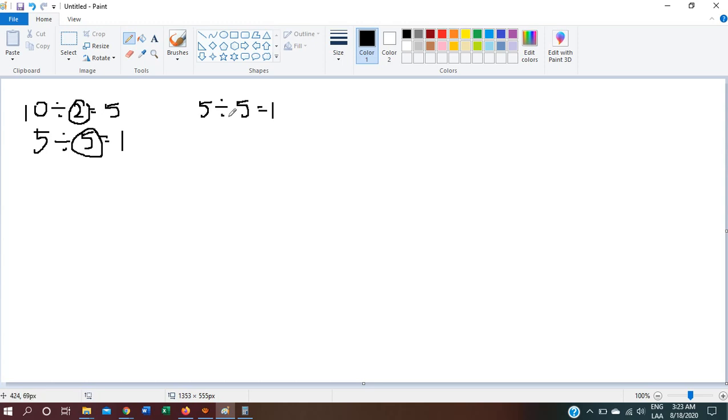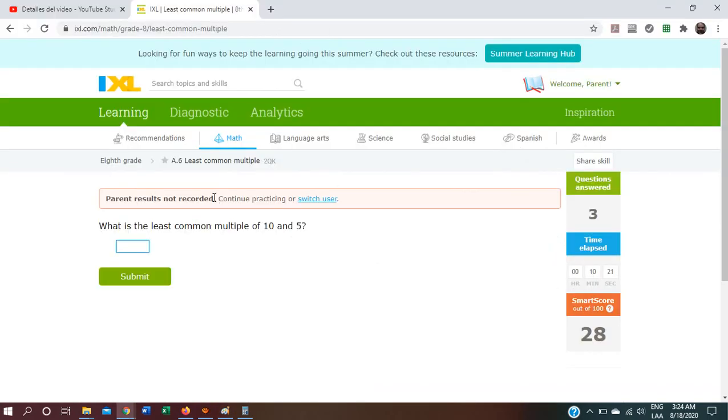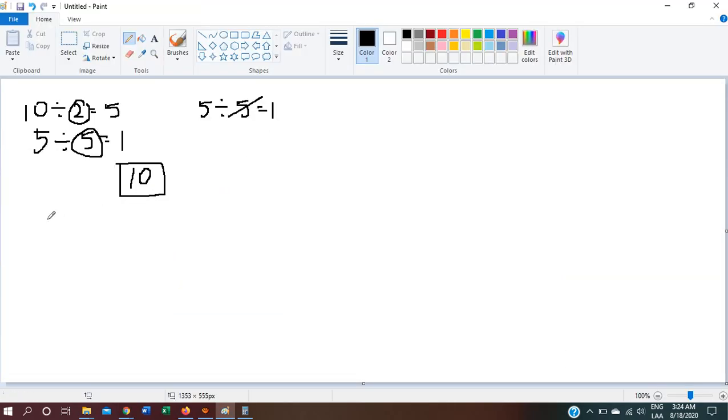So now, okay, this one loses. So now I multiply all the circled numbers, which is 2 times 5 equals 10. Okay, so this is our answer. This is our least common multiple. So we write 10. Okay, now 6 and 12, this is going to be a very similar one.